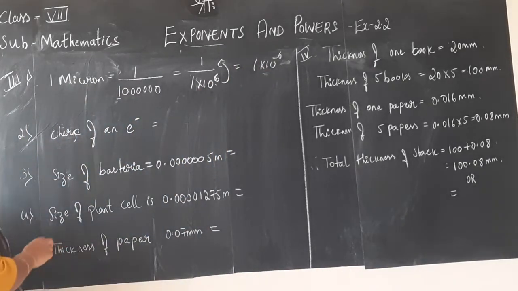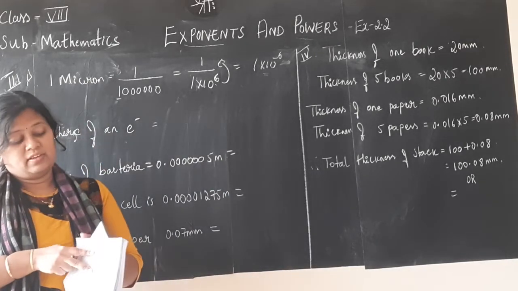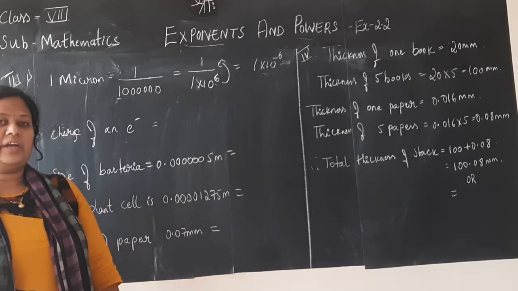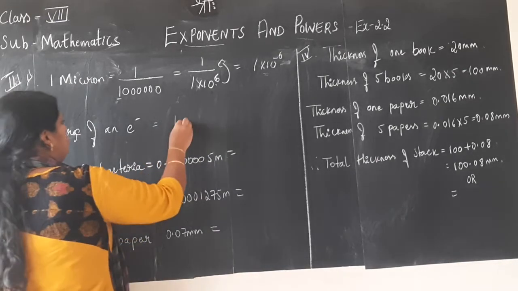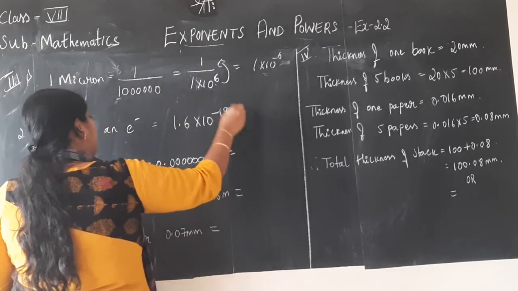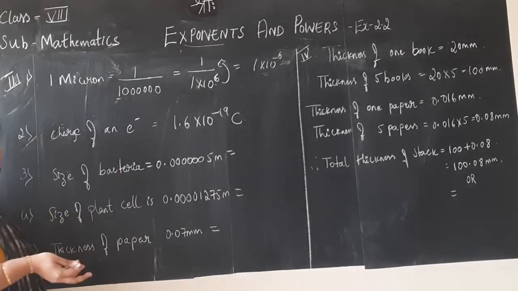Simple. Next, children, charge of an electron. Here in your textbook they have given 1 divided by 0.0000. You write that. We know what the charge of an electron is. So you do it, you should get 1.6 into 10 to the power minus 19 coulomb, children. Almost 19 or 20 zeros will be there.